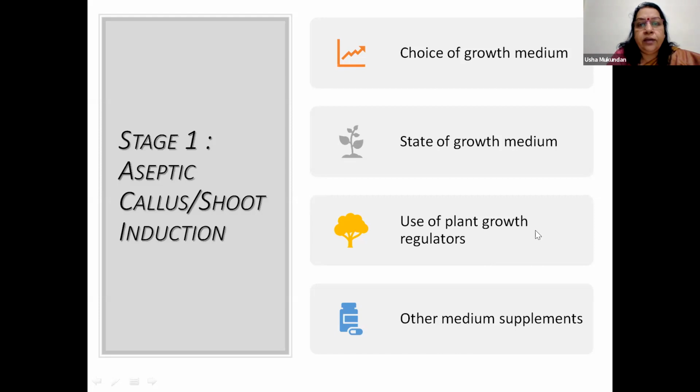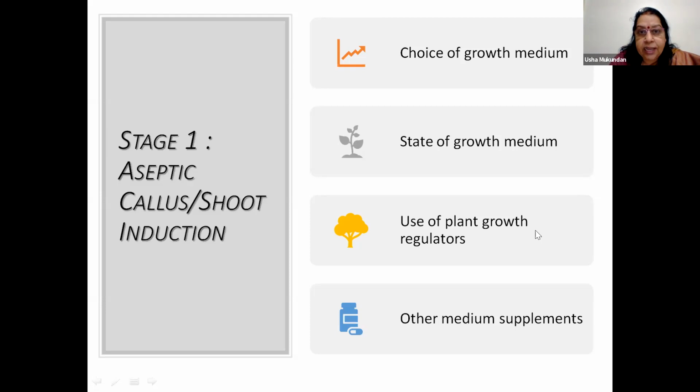Then use a plant growth regulator. There is an array of plant growth regulators which are used, and I've already taught you cytokinins, then auxins, then gibberellins. And other medium supplements, I have already told you, like you can have coconut liquid endosperm, or tomato extract, yeast extract, and casein hydrolysate. The ones which are not defined are known as undefined medium supplements.